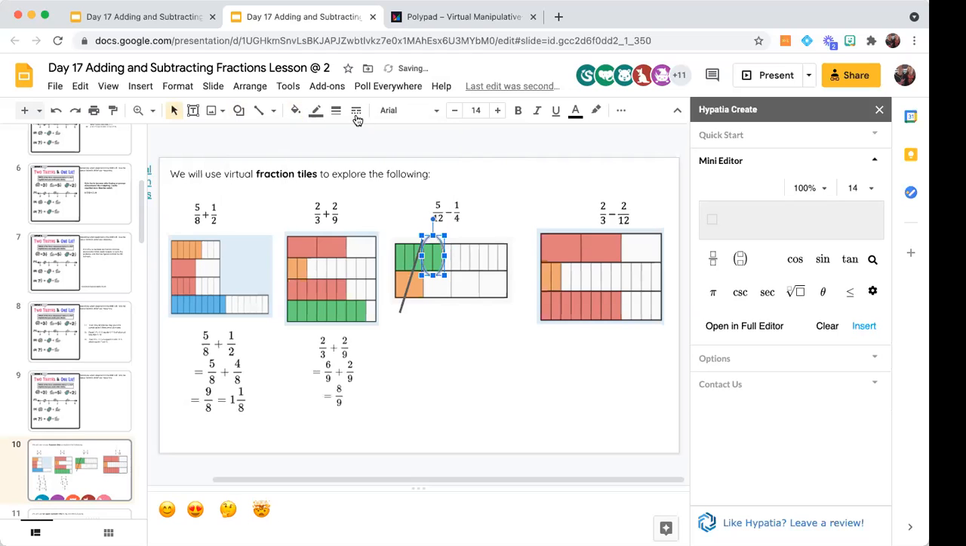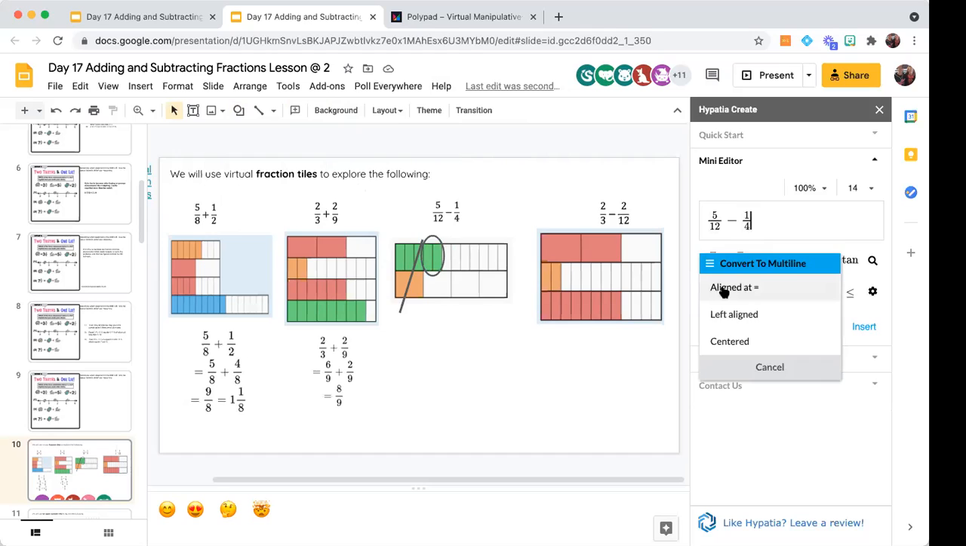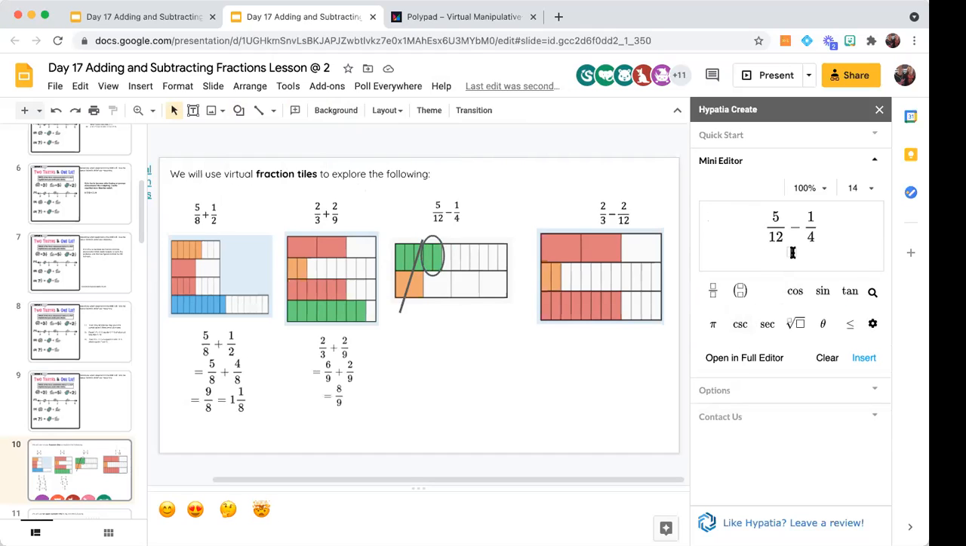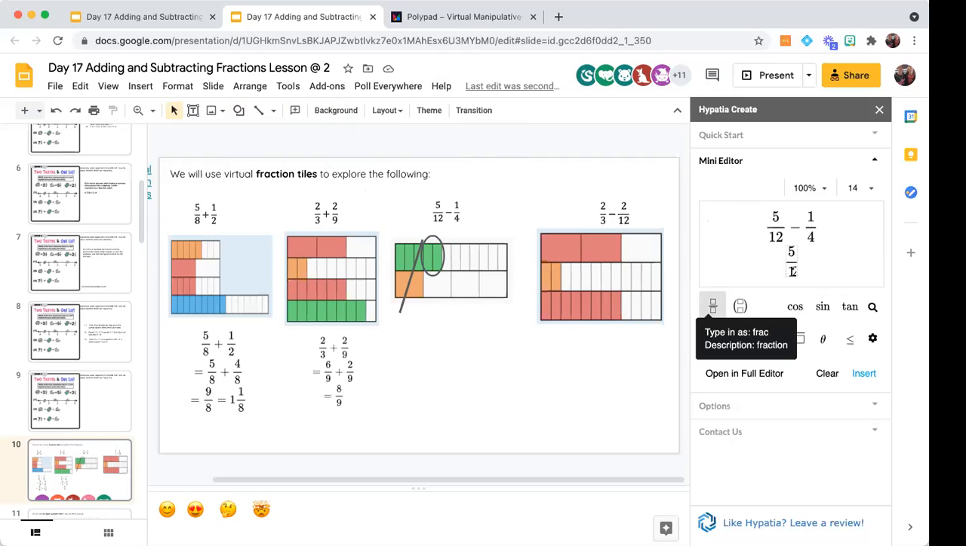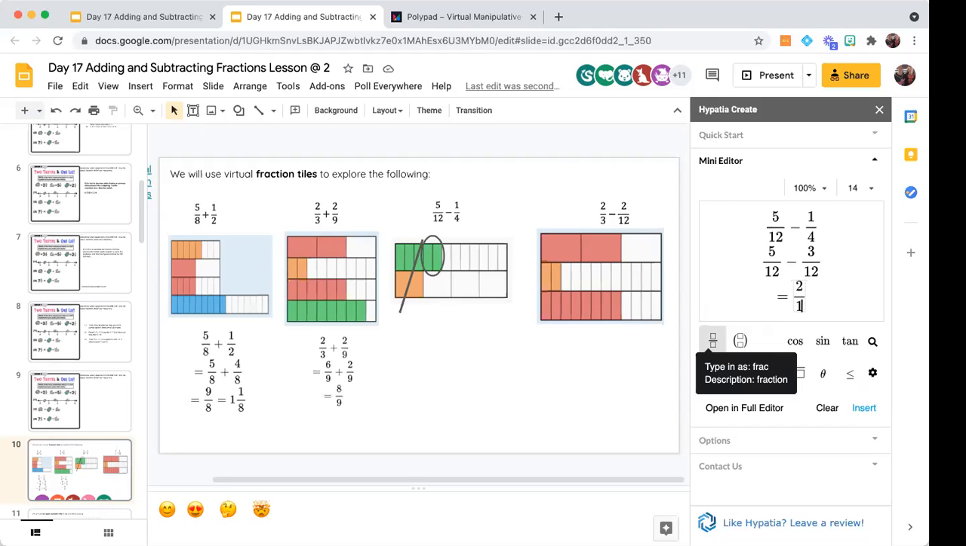So 2/12, let's make it transparent, make it thicker. So what we ended up doing was saying, well, I have 5/12, and I want to take away 1/4. We'll do center alignment. We said that 5/12 was the same, but ideally we also took away 3/12, which is the same as 1/4. So this equaled altogether 2/12, or if you're going to make your kids reduce, 1/6.